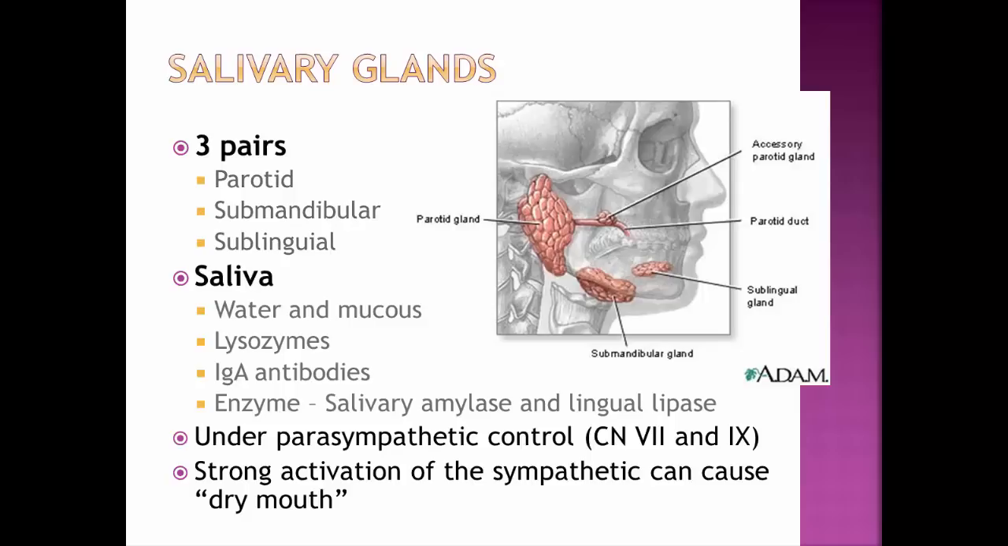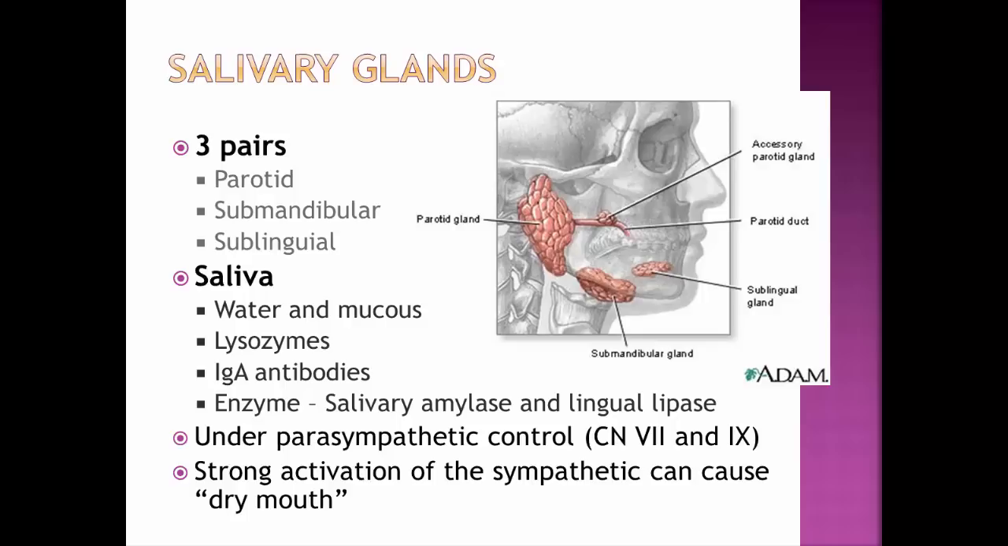The saliva that the salivary glands produce consists of water and mucus to help lubricate the food and soften it. It contains lysozyme that inhibits bacterial growth and prevents tooth decay. Hopefully you remember lysozyme from somewhere else, see if you can remember what that is. IgA is an antibody that's in saliva. It's also used to fight bacteria, and we'll talk more about what IgA antibodies are when we do the immune system later. And the enzymes salivary amylase and lingual lipase are also found in saliva.